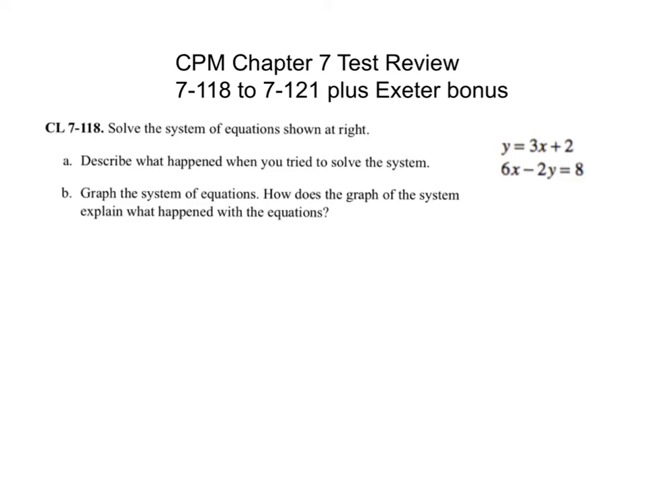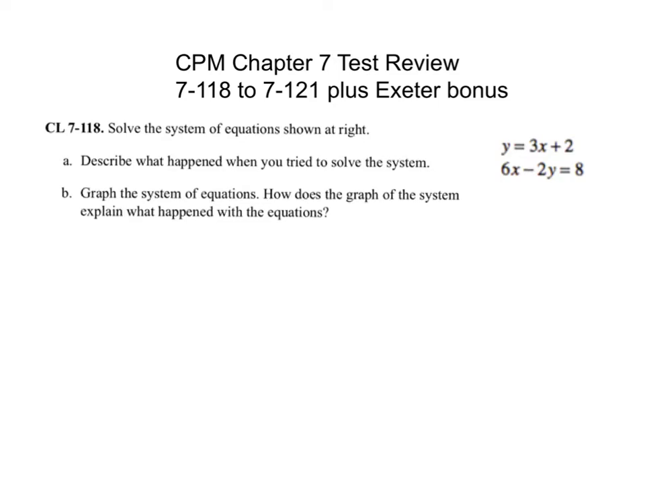Okay, so we're looking at number 7-118 on your test review. The first thing it says, describe what happened when you tried to solve the system. So, of those of you who tried to solve the system, what happened when you tried to solve it? No solution, maybe? Something weird happened? Okay, when you're looking at these problems here, this system of equations, how did you try to solve it?